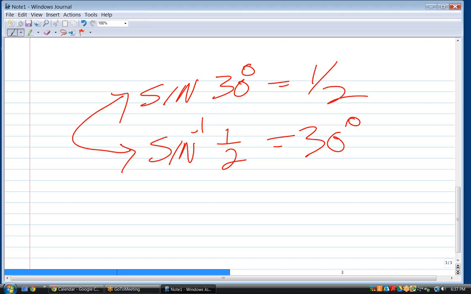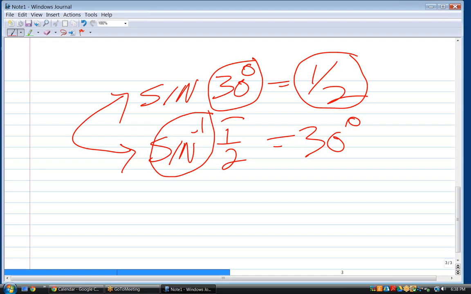And notice what's going on here. We take trig functions of angles and we get numbers, ratios. We always are taking inverse trig functions of ratios in order to get angles. Okay. So it's important to realize when you take a trig function, you're taking a trig function of an angle, and when you take an inverse trig function, you're taking an inverse trig function of a number to produce an angle.